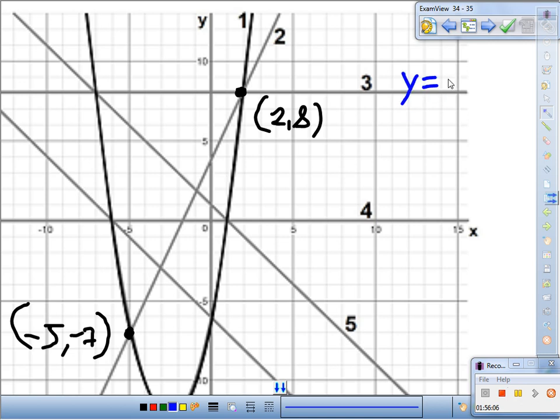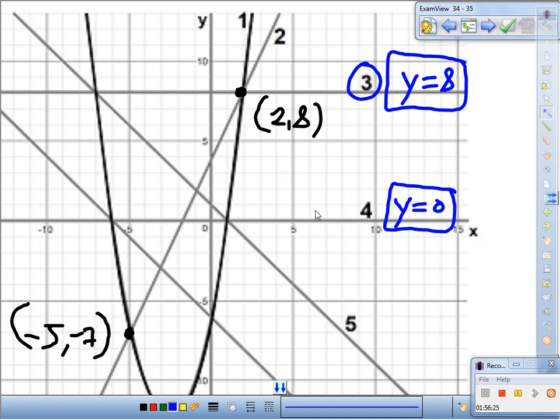I heard you say y equals 8. That is correct. That's for number 3 because it's going through 8 right there, and it's 0 slope. Look at line 4. Tell your neighbor the equation for line 4. Y equals 0. That is correct because it's going through 0 and it's a flat slope. Okay?